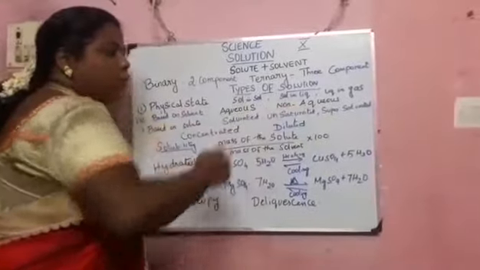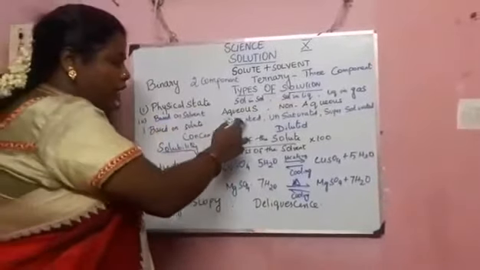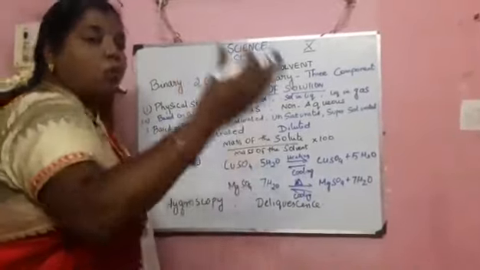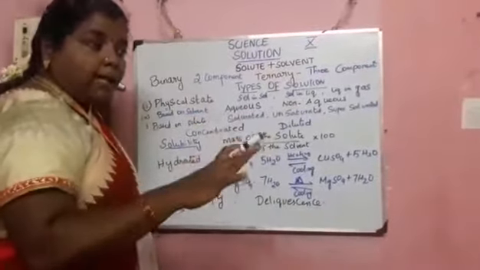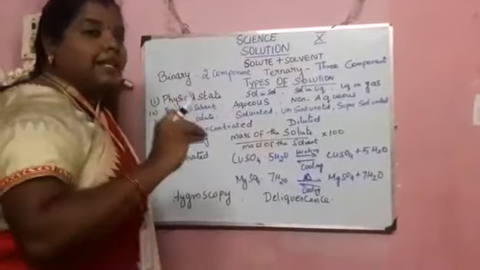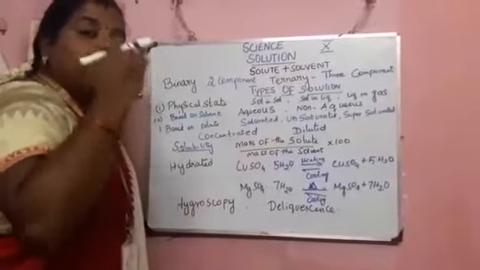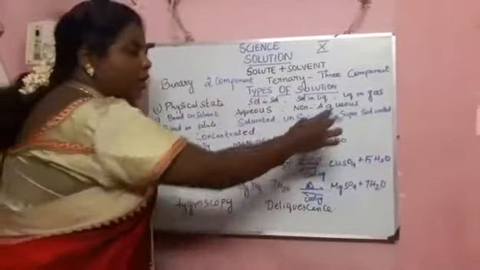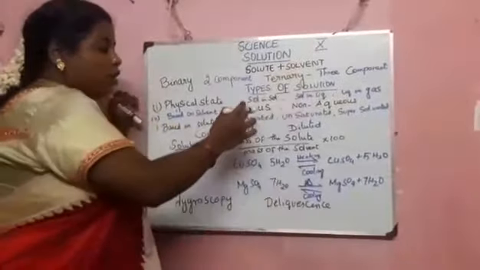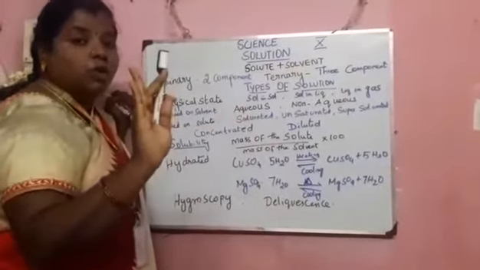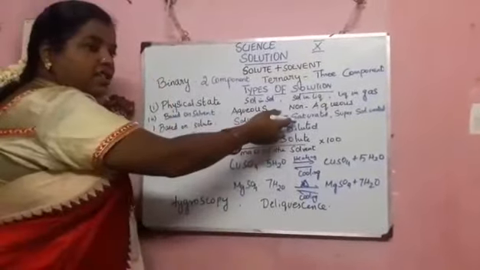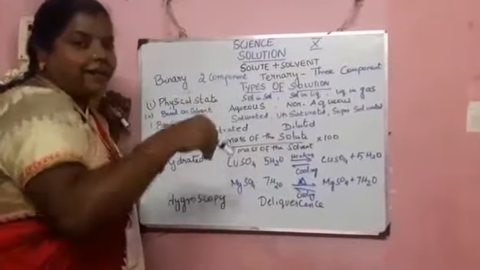And next one, supersaturated. We already said saturated means no more solute will be dissolved in it. But if we increase the temperature, that means by boiling the water, it will be ready to dissolve more. That will be called supersaturated. So saturated means no more solute will be dissolved in it. Unsaturated means some more can be dissolved in the solution.